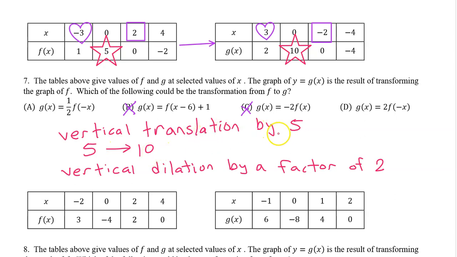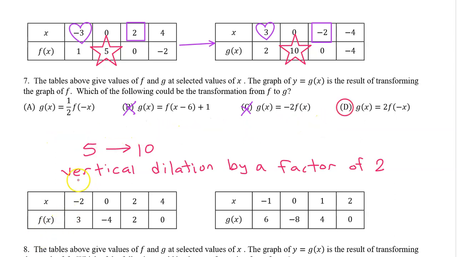A vertical translation by 5 would show up as a plus 5 on the end. None of these have that, so it can't be a vertical translation by 5. It must be a vertical dilation by a factor of 2, which would show up as a 2 in the front. So the answer is D.